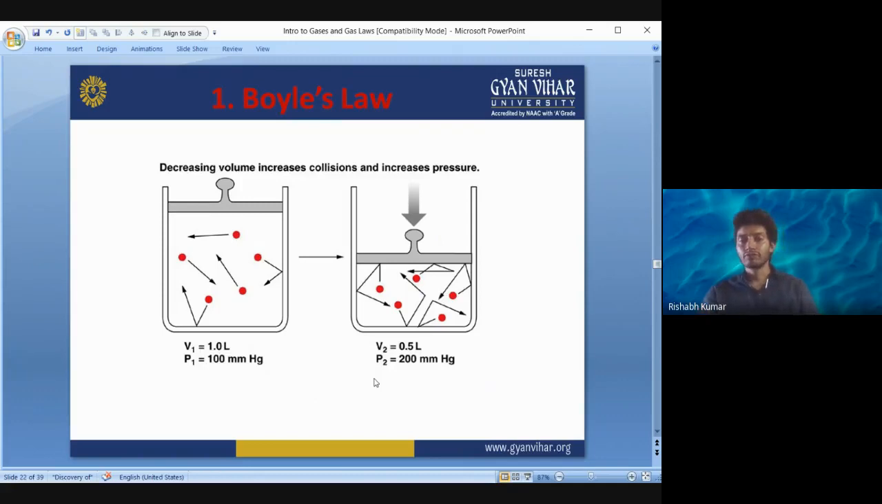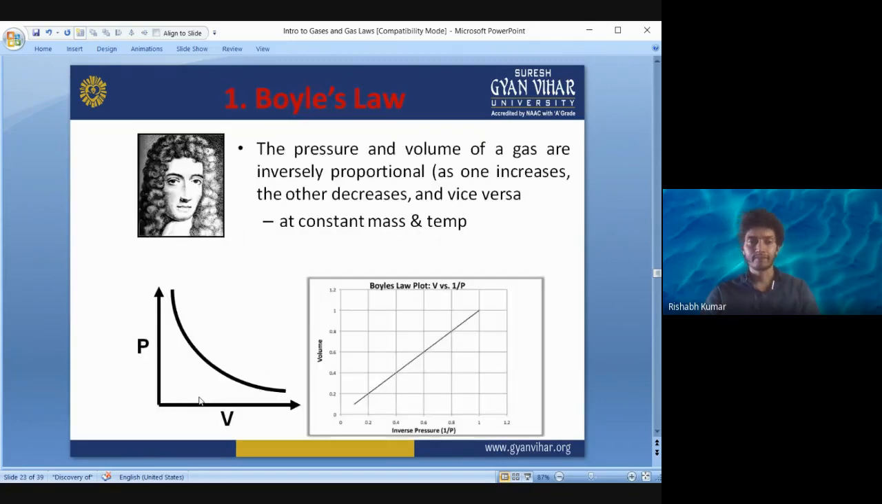If your volume is decreasing, your pressure is increasing. And if your volume is increasing, your pressure is decreasing. So the pressure and volume of a gas are inversely proportional to one another. Inversely proportional means, as one increases, the other decreases, and vice versa. So if pressure increases, volume decreases. If volume increases, then your pressure decreases. This is how the graph between pressure and volume is going to look.